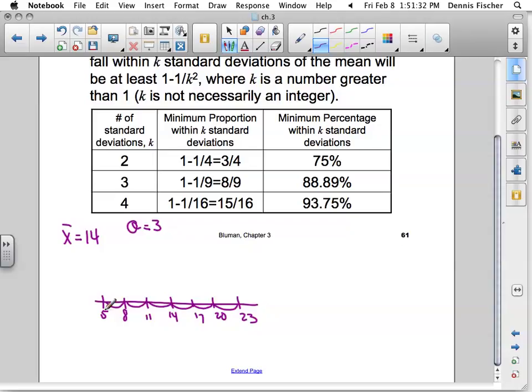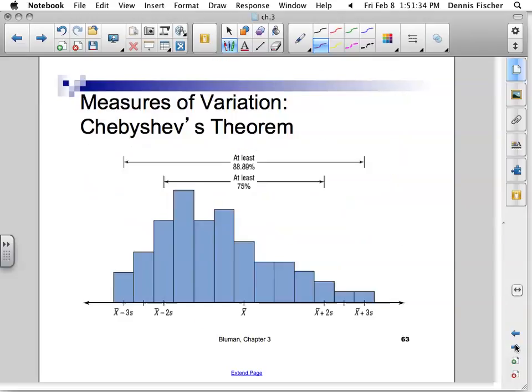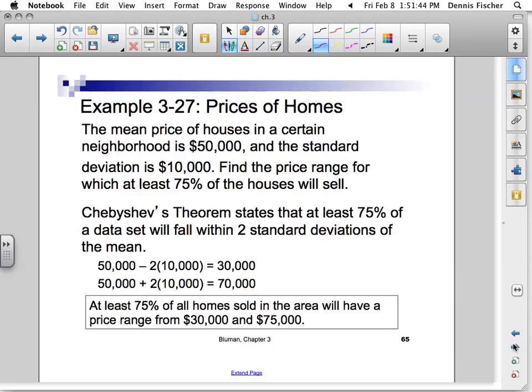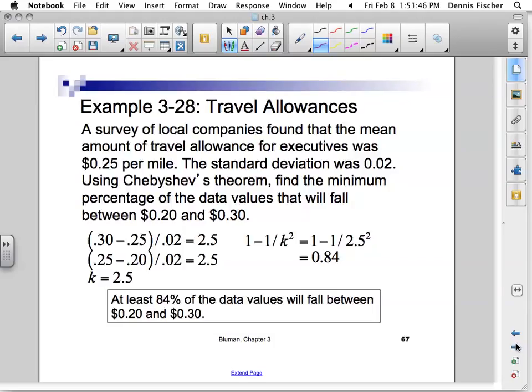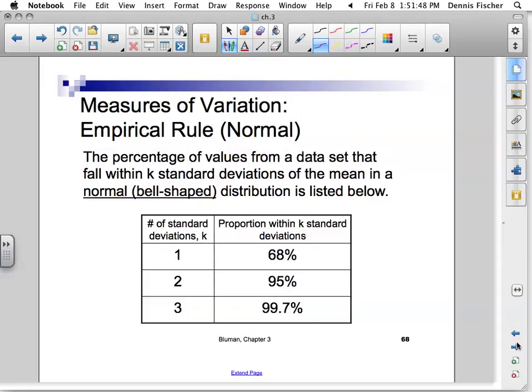Now, if you look at the other rule, and I'll come back to Chebyshev's in a second, you can look at 2 standard deviations and 3. This is a non-bell-shaped curve. Okay, now the empirical rule, there's no formula. This is the rule. 1 standard deviation away from the mean is 68%. That doesn't change. 2 standard deviations is 95, and 3 standard deviations is 99.7.